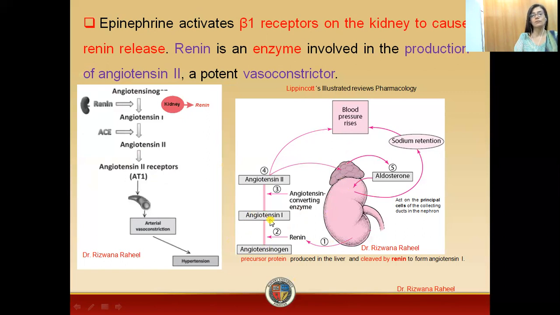Now the next step is conversion of this angiotensin 1 into angiotensin 2. Now how will this angiotensin 1 be converted into angiotensin 2? That will be with the help of an enzyme, that is ACE, that is angiotensin converting enzyme. So this converting enzyme will convert this angiotensin 1 into angiotensin 2. So as we know that our arteries contain the angiotensin 2 receptors. Now this formed angiotensin 2 will interact with the angiotensin 2 receptors. As a result, there will be arterial constriction. As a result, there will be hypertension.